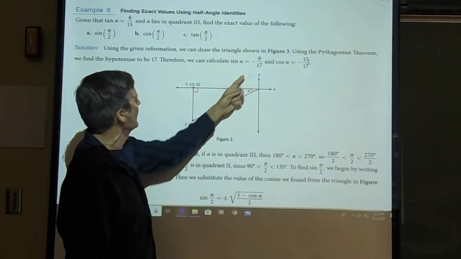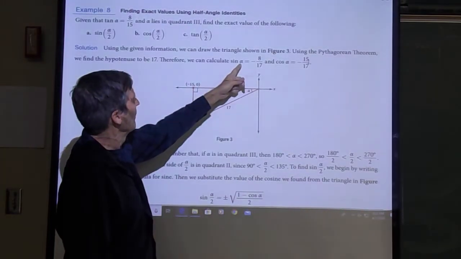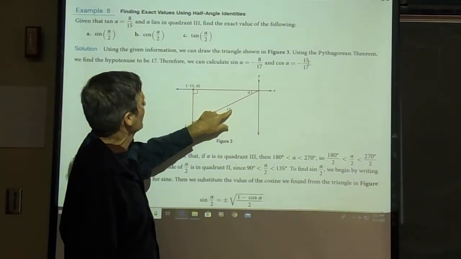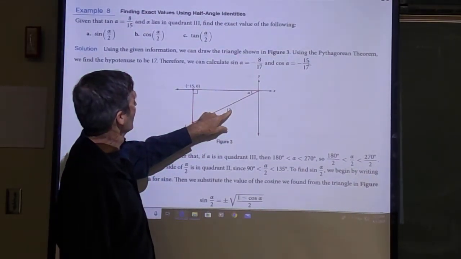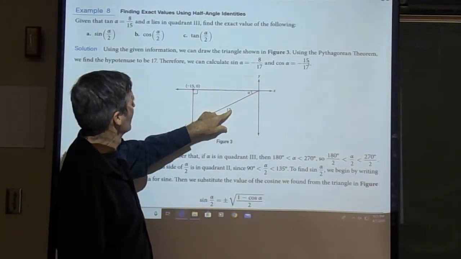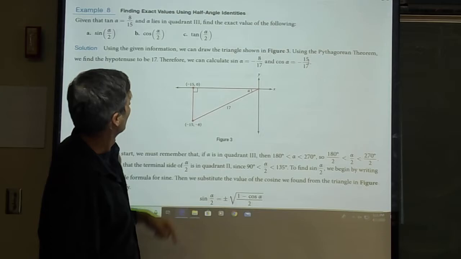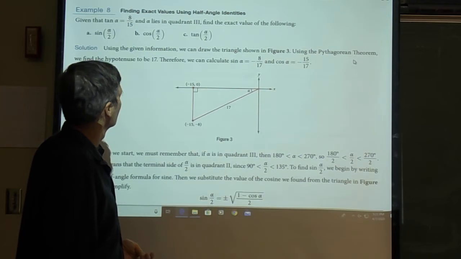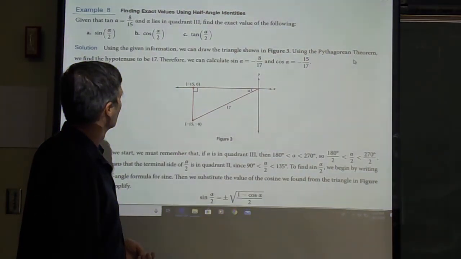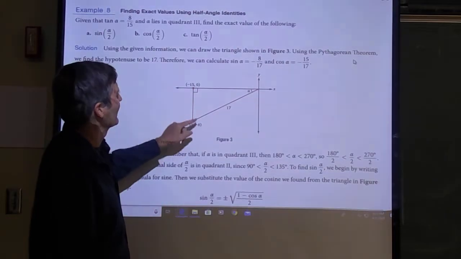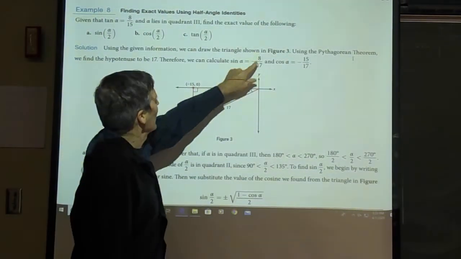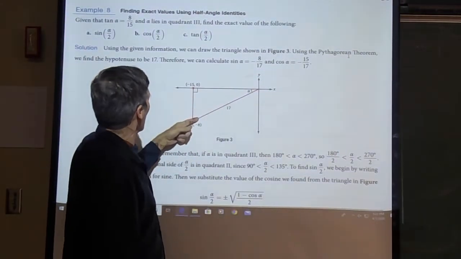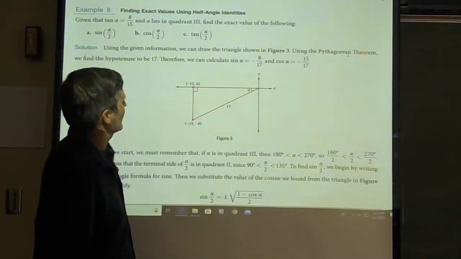For instance, the sine is the y over the hypotenuse, so it's minus 15 over 17. I'm sorry, the y is 8, yeah, minus 8. Just misread it. Minus 8 over 17, and the cosine is the x-coordinate over the hypotenuse, minus 15 over 17. Now you've got sine and cosine.